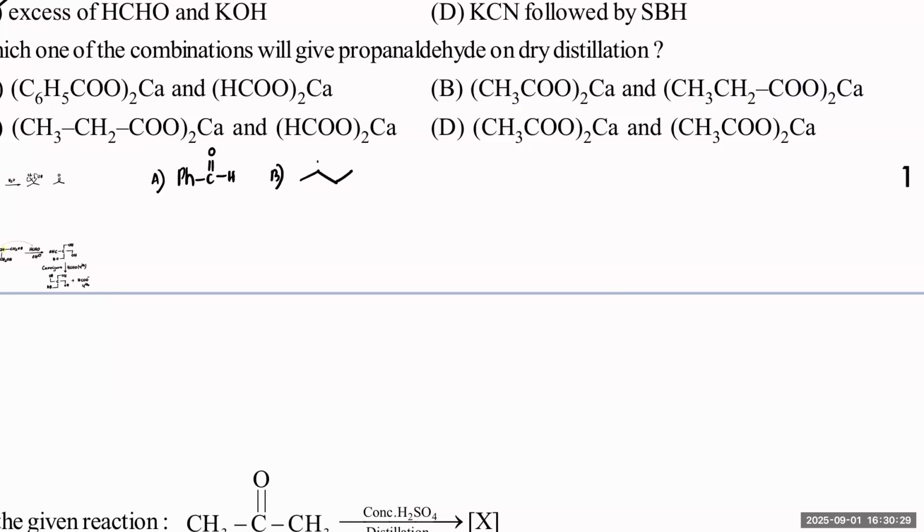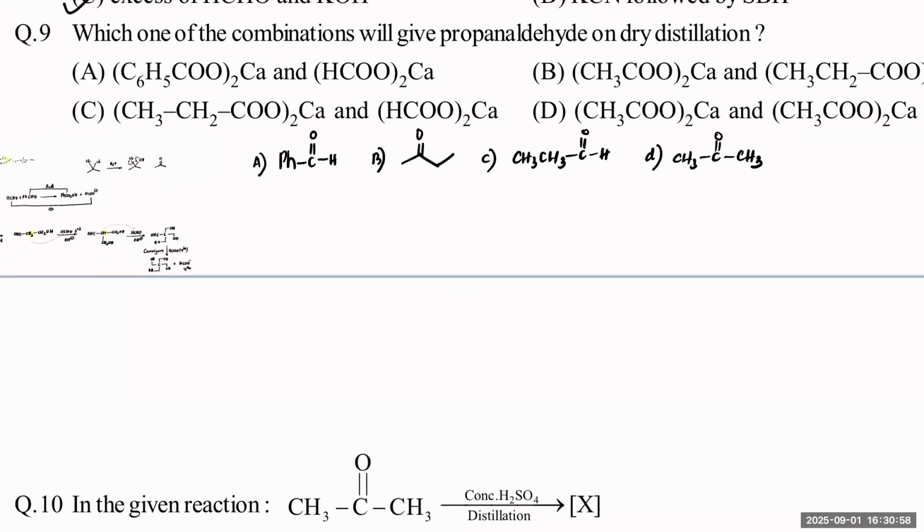So that means I will have 2-butanone, right? So then C, here if at all I remove carbon dioxide and connect with this C double bond O, I will get this as CH3, CH2, C double bond OH. So I'll get propanaldehyde. D option, I will get CH3, C double bond O, and CH3. So I'll get acetone, right?